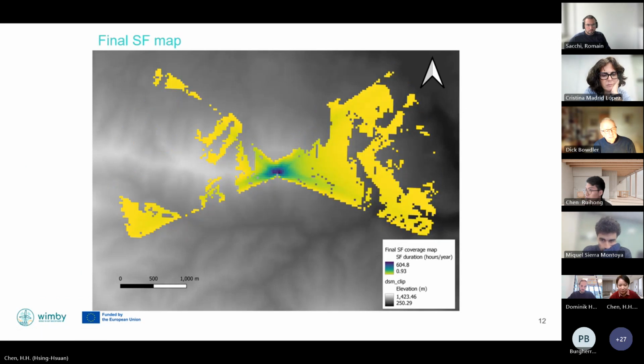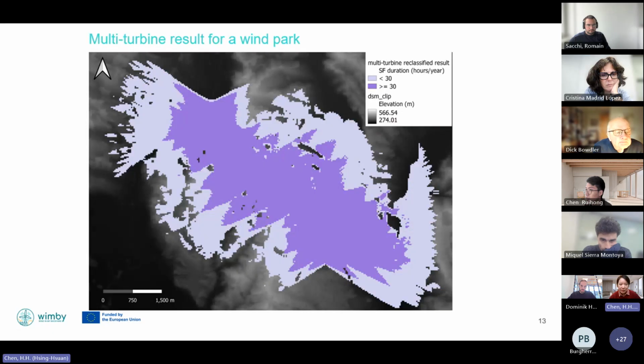flicker map. Next, we can also calculate it for multiple turbines, for example for a wind park. We also reclassified the shadow flicker impact into below 30 hours per year and more than 30 hours per year, where the dark purple one is more than 30 hours per year, which means you have more shadow flicker impact if you are closer to the wind turbines.